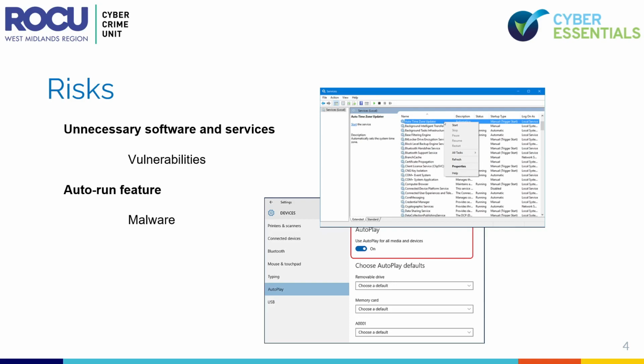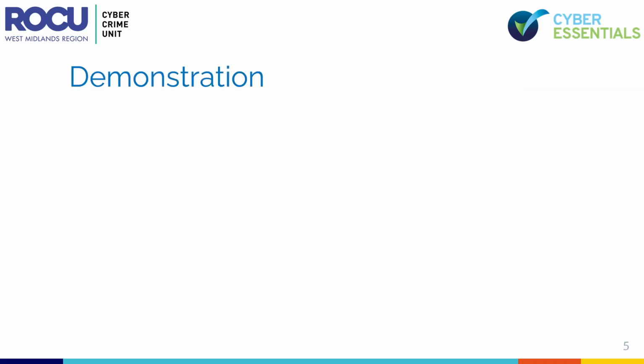So the auto run feature basically allows for programs from external devices to run as soon as they're plugged in to the system. And malware can exploit this and spread viruses throughout your system. I'm just going to give you a quick little demonstration of how to remove apps, how to disable services, and how to disable and configure auto run, through settings and through the control panel.